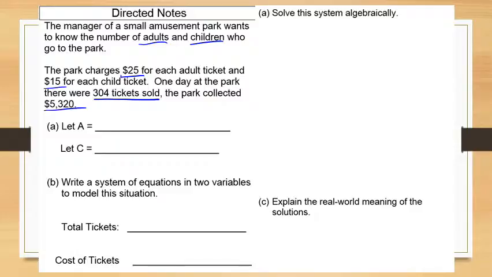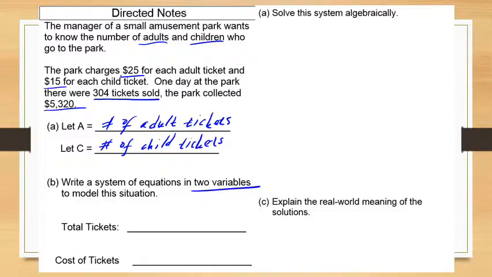So we're going to actually use variables of A and C this time. We're going to let A represent our number of adult tickets, and we're going to let C equal our number of child tickets. This is just like using x and y. Again, it's just different variables. So now we're going to write a system of equations with our two variables. We're going to set up adult tickets plus child tickets equals 304. And our other equation is going to be about the cost of the tickets. So 25A, because it's $25 per adult ticket, plus 15C equals 5,320.